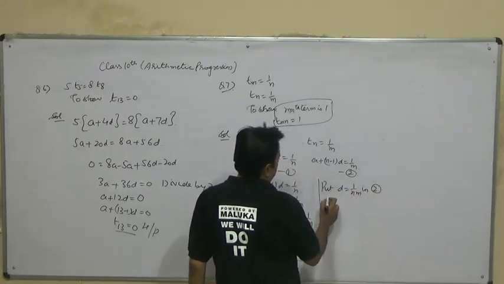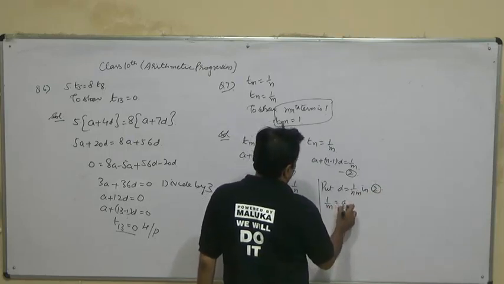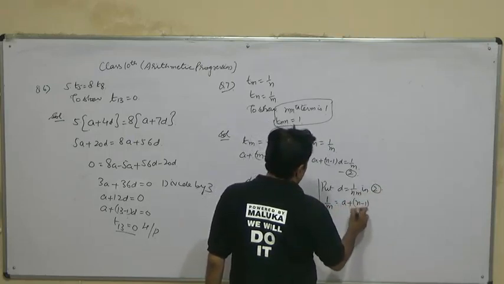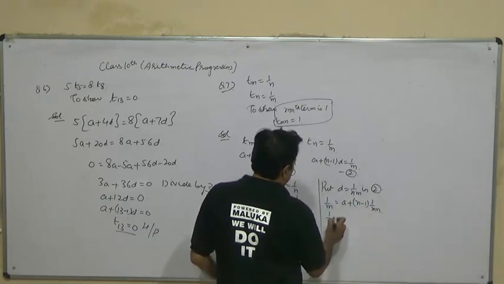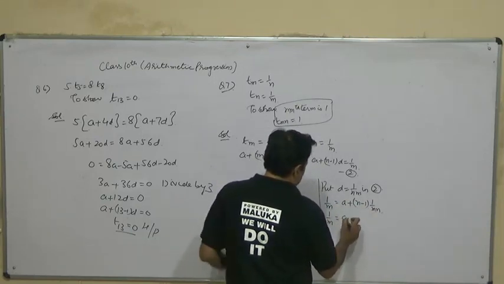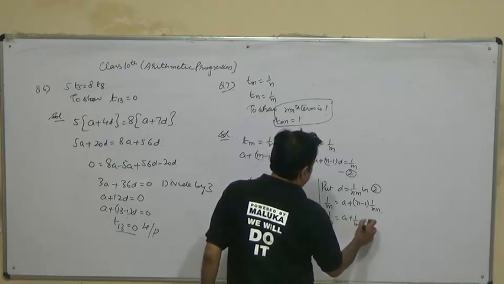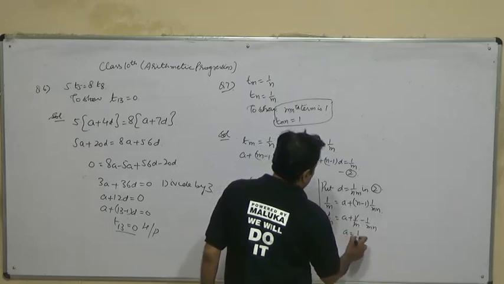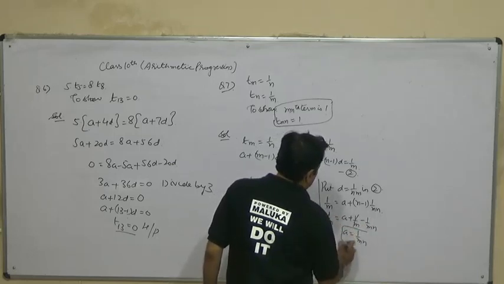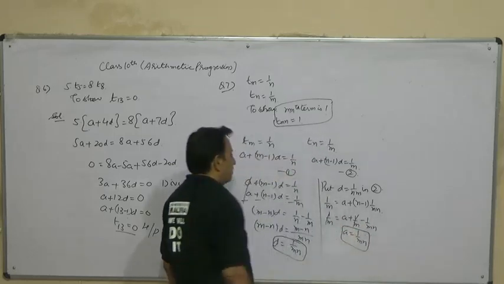So what do we get? 1 upon m is equal to a plus n minus 1 upon mn. So this will be 1 upon m, a plus 1 by m minus 1 by mn. So this cancels out. a is equal to 1 upon mn. So this is the value of a, this is the value of d.